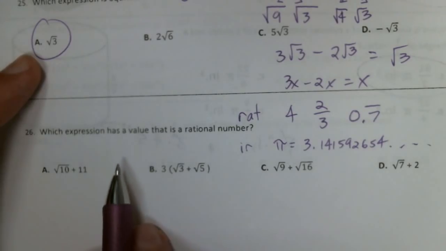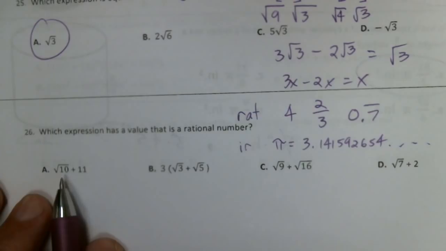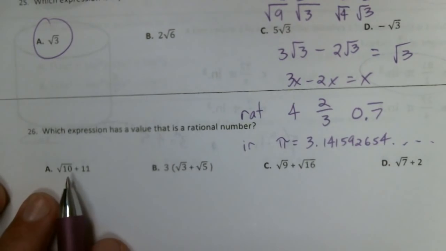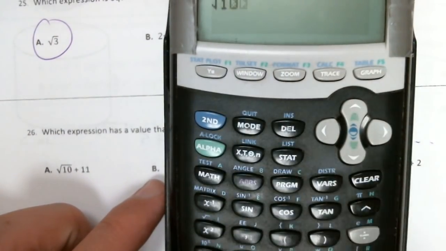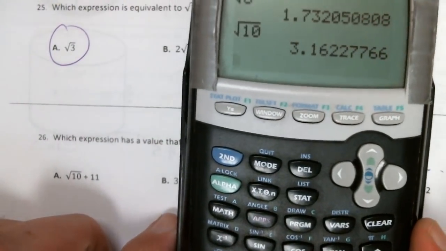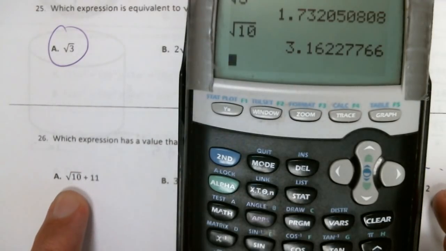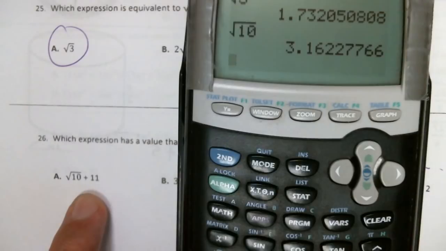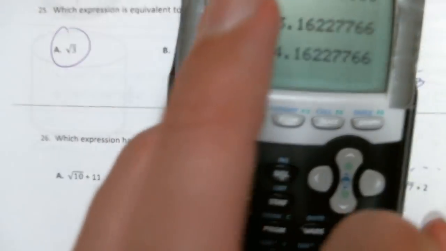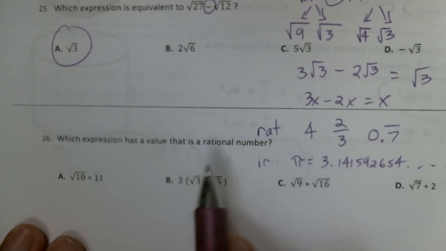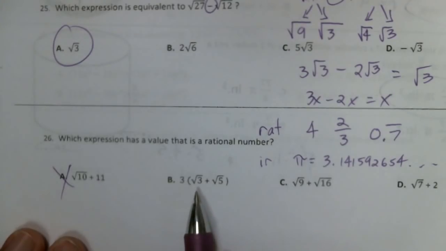Okay, so they're asking which of these ends up being a rational number. Okay, anytime you have a square root of a number that's not a perfect square, that will be an irrational number. The square root of 10 is a decimal that goes on forever and ever and ever. So if I add that irrational number to a rational number, if I just add 11 to that, guess what? I still get a decimal that goes on forever and ever and ever. So that will still be irrational. But they want to know which one of these is rational. Okay, so it's not that one. All right, let's check this one.